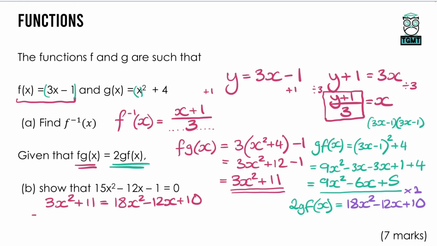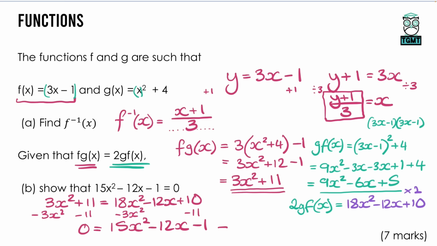So I want to minus 3x squared and minus 11. And I'll put those underneath the appropriate pieces here. So minus 3x squared and minus 11 from the 10. And that would give us 0 equals, we get the 15x squared we were looking for. Minus 12x isn't changing. And 10 take away 11 is minus 1. So we get all the matching pieces there.